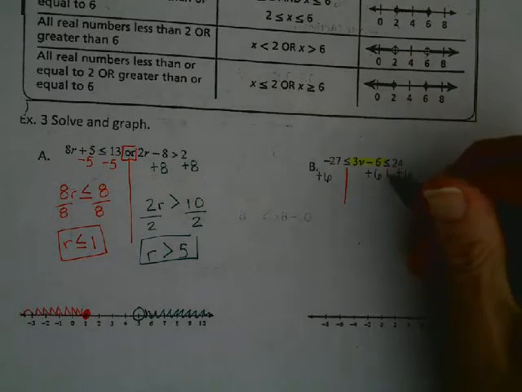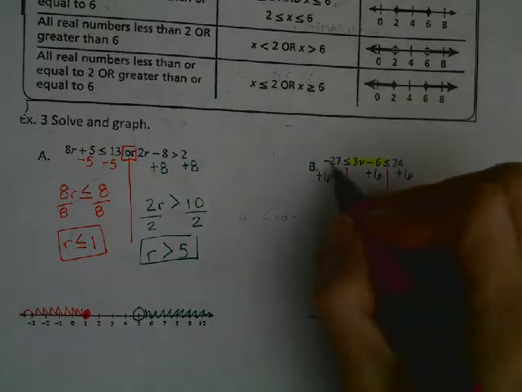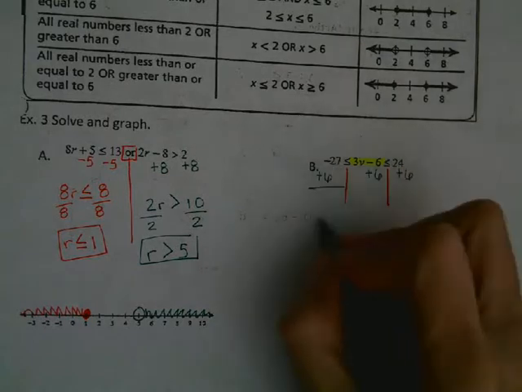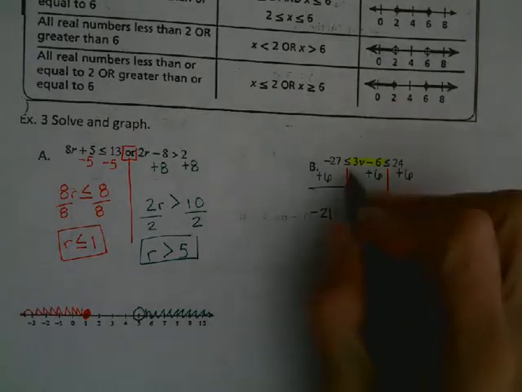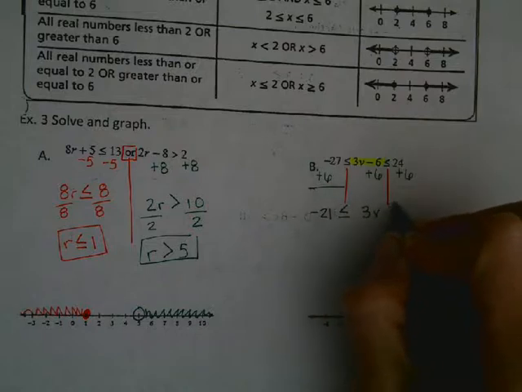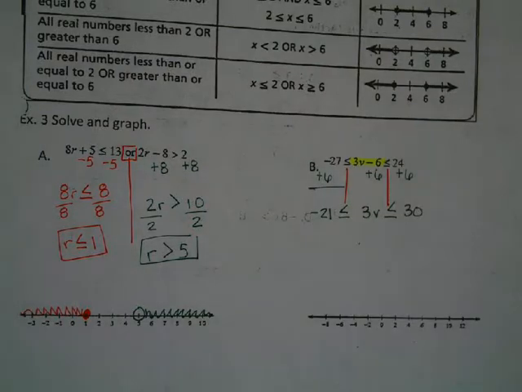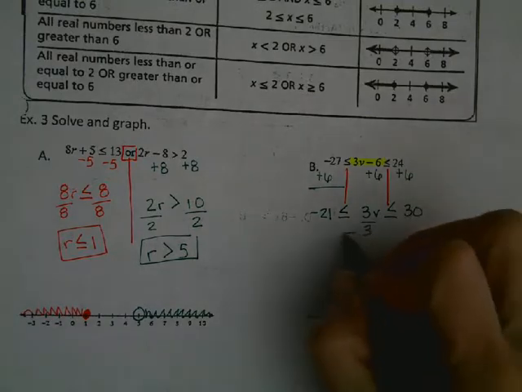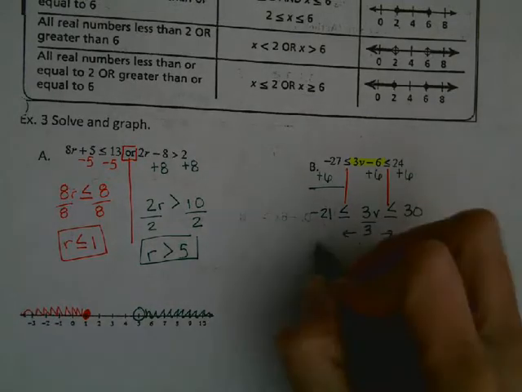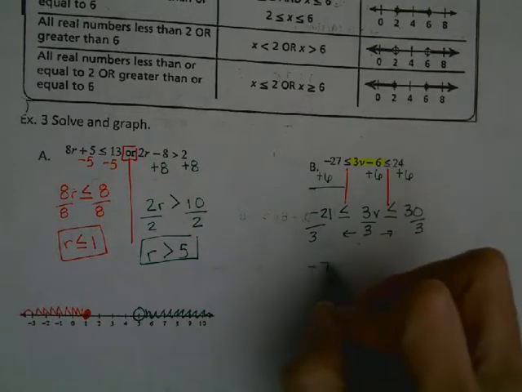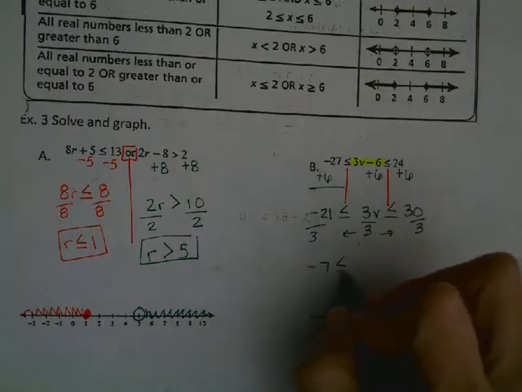So negative 27 plus 6 is negative 21. We'll bring down our symbol. Then, still working from the middle, I'm going to divide by 3 on both sides. So I get negative 7. I'm not going to flip anything. I was not dividing by a negative number.